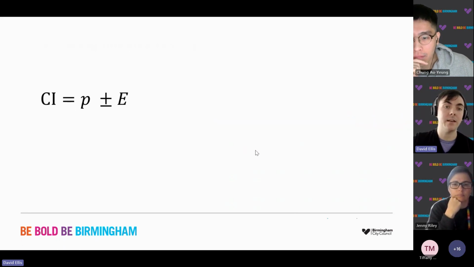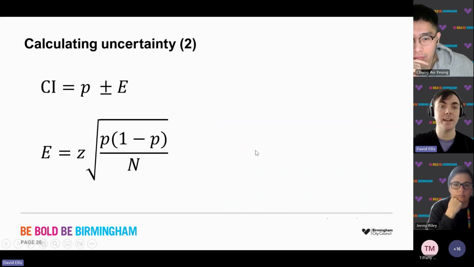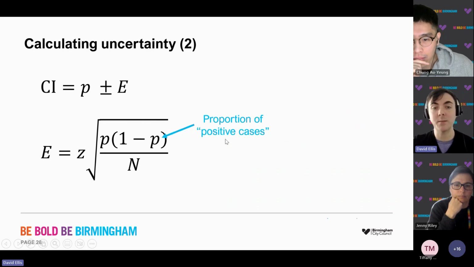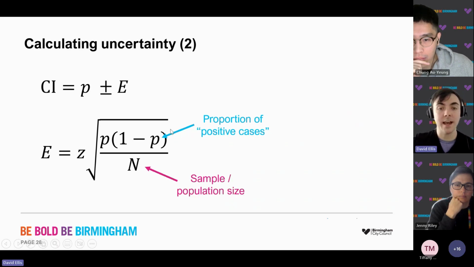Now, how do we calculate E? Well, there's a formula for that. Don't panic. You know most of the components here. So the value P is just the proportion of positive cases that we saw earlier. So if we have 16% of people with, again, keep coming back to the example of diabetes, then this P is 0.16. And then we have the size of our sample or population that we're looking at.